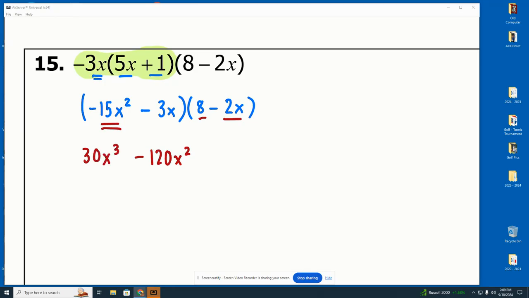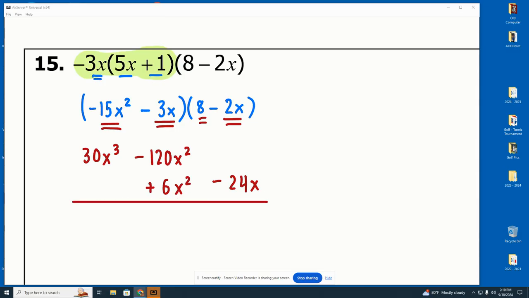All right, now we're done with that negative 15x. Let's move to negative 3x. What's negative 3x times 8? Well, negative 3x times 8 is negative 24x. It didn't have anything to go with, so I just put it over there to the right because it's smaller than x squared. And then finally, negative 3x times negative 2x. Negative 3 times negative 2 is positive 6, but x times x is x squared, so positive 6x squared. And there they are. That's all my multiplication.